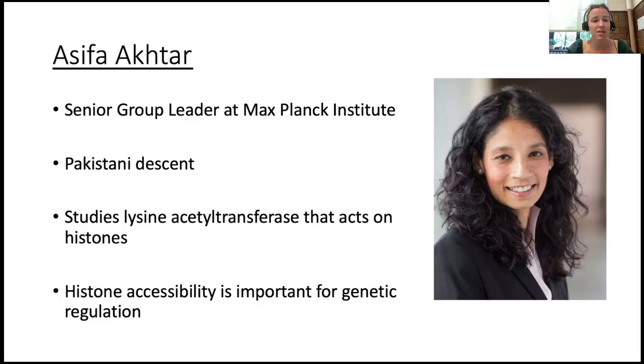Today's Meet a Scientist moment is Asifa Akhtar. She is a senior group leader at the Max Planck Research Institute. She's of Pakistani descent. She studies lysine acetyltransferases that act to acetylate histones. And so this is a particularly important example of how gene regulation happens, right?